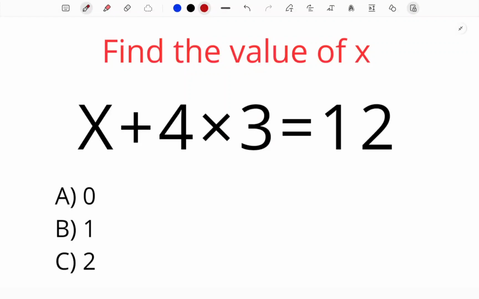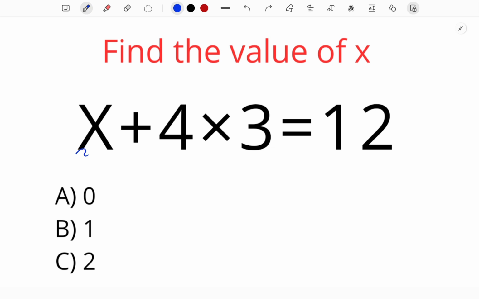Let's solve an interesting equation. The equation is x plus 4 times 3 equals 12. To find out the value of x, we need to go through a series of steps, and we'll explain each one in detail. First, let's look at the entire equation and understand what's happening.